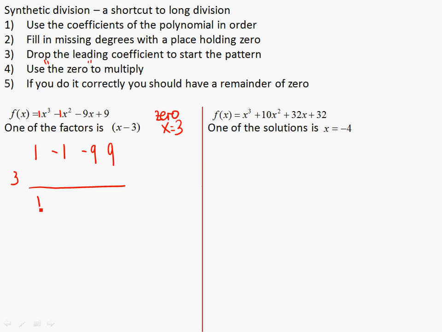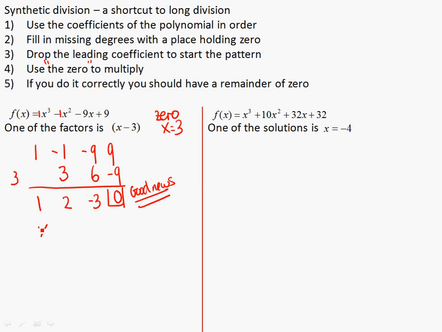Then start. 3 times 1 is? It's 3. A negative 1 plus 3 is? 2. 3 times 2 is? And a negative 9 plus 6 is? 3 times a negative 3 is? We get 0. Good news. Right? We did something right.